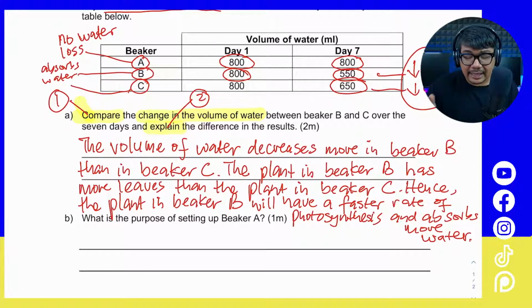Okay, now there is one part that some students ask me. If this question here, can we talk about transpiration? All right, you can actually talk about transpiration here, about how water loss is going to be more in the plant in beaker B. But the problem is that transpiration is no longer in the primary school syllabus. Okay, but if you write transpiration in, it is still okay. It is still fine.